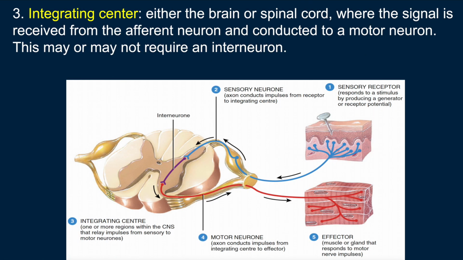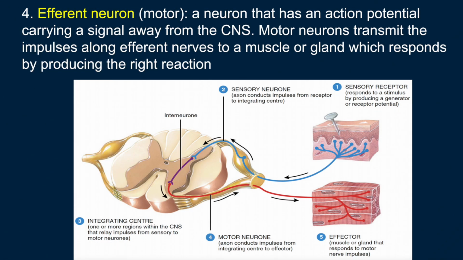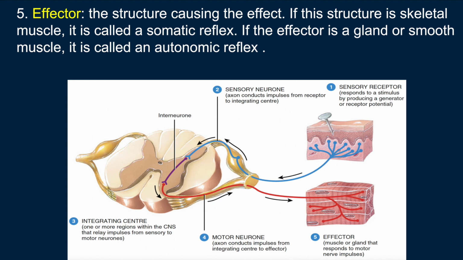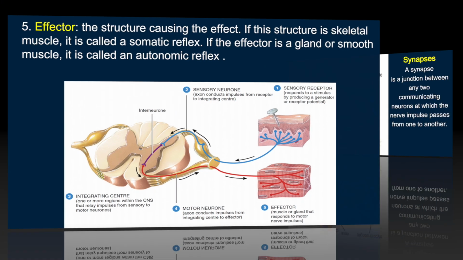Integrating center, either the brain or spinal cord, where the signal is received from the afferent neuron and conducted to a motor neuron. This may or may not require an interneuron. Efferent neuron, a neuron that has an action potential carrying a signal away from the CNS. Motor neurons transmit the impulses along efferent neurons to a muscle or gland, which responds by producing the right reaction. Effector, the structure causing the effect. If this structure is skeletal muscle, it is called a somatic reflex. If the effector is a gland or smooth muscle, it is called an autonomic reflex.